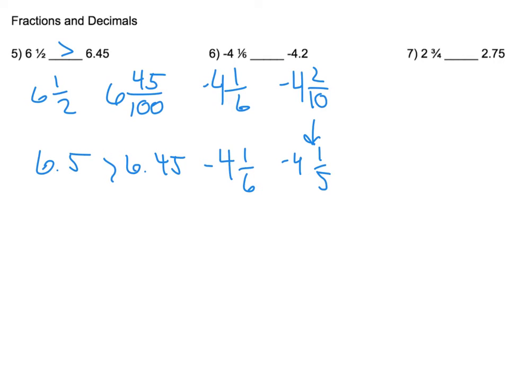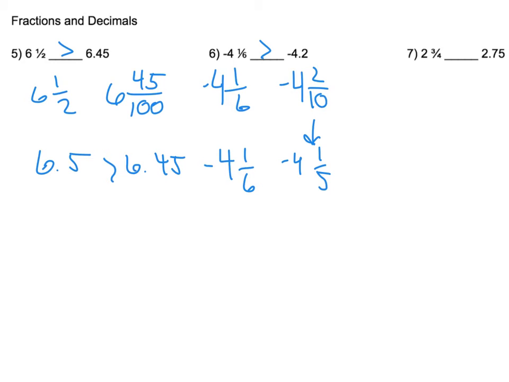But now when we're going the opposite direction, remember that flip-flops. So on the other side of the number line, -1/5 is actually going to be further to the left. It's actually smaller than -1/6. So because of these 1/6 and 1/5 comparisons, that means that -4 and 1/6 is larger than -4 and 2/10.